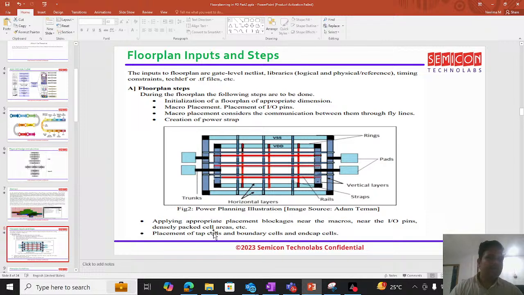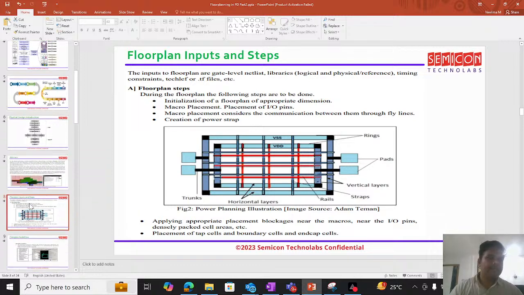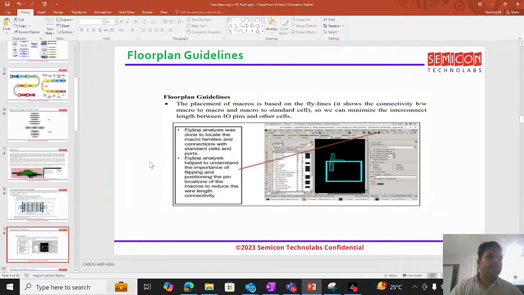Now, tap cells will supply the bias connections, right? Boundary cells will terminate your bias connections, and similarly end cap cells. Pretty much, I would say boundary cells and end cap cells are synonyms. Some PDKs call them boundary cells, some PDKs call them end cap cells. Okay, now going to the floor plan guidelines.